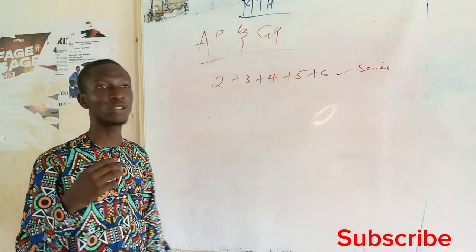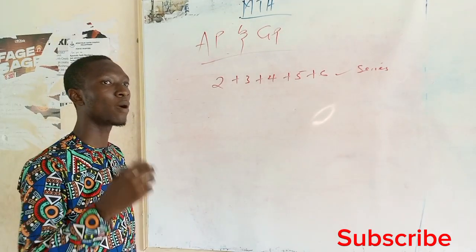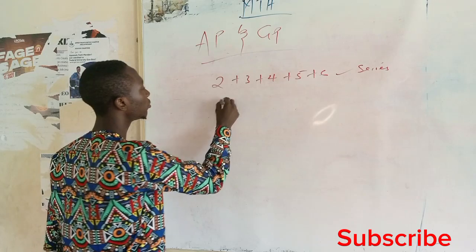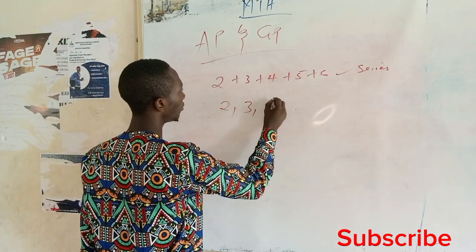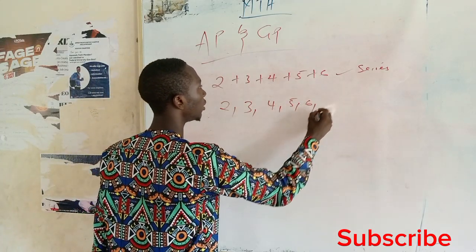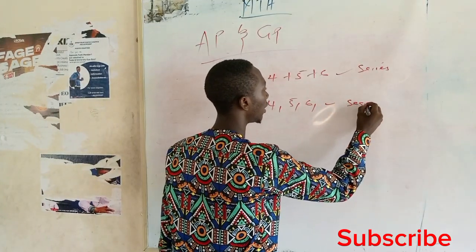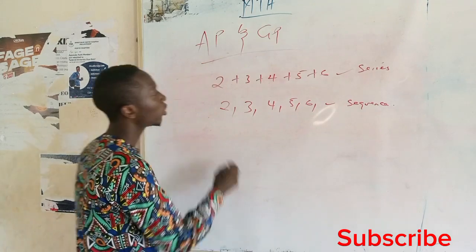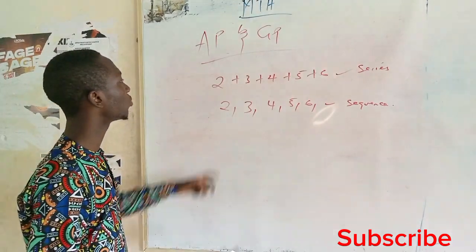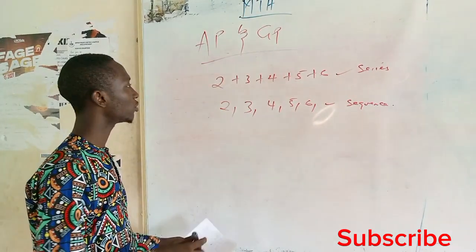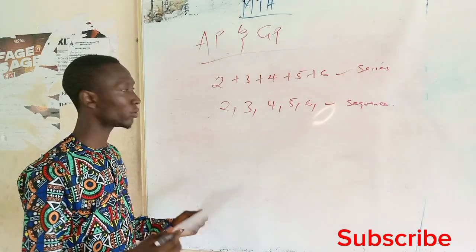While a sequence, you differentiate the numbers with a comma. So a sequence is like this: 3, 4, 5, 6. Once you see a comma, you know it is a sequence. And once a combination of numbers is differentiated with plus or minus, you know it is a series. So take note of this.